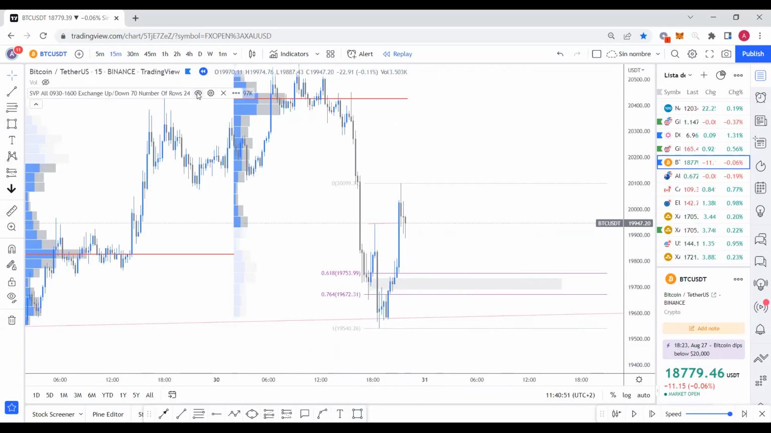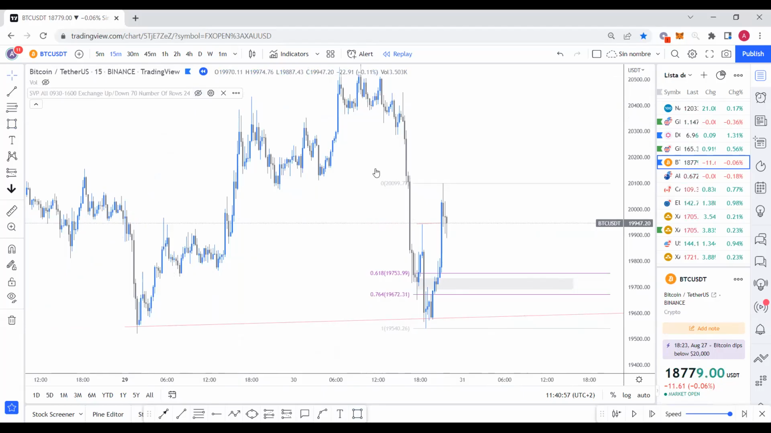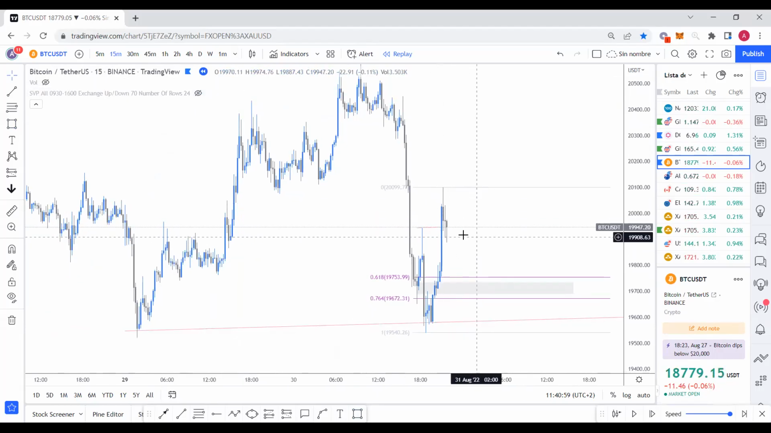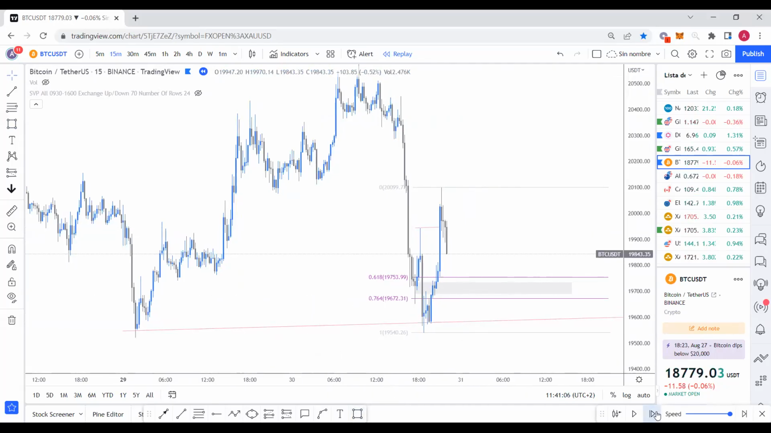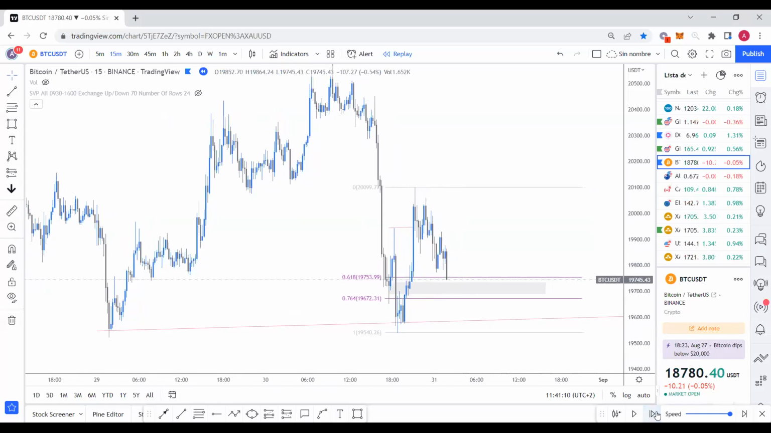Let's see the point of control. The point of control in this case is up here. In this case we wouldn't take it into consideration, but the change of character, the double floor, on the 4-hour demand zone, etc. Then we would be looking for potential buys at around this area.